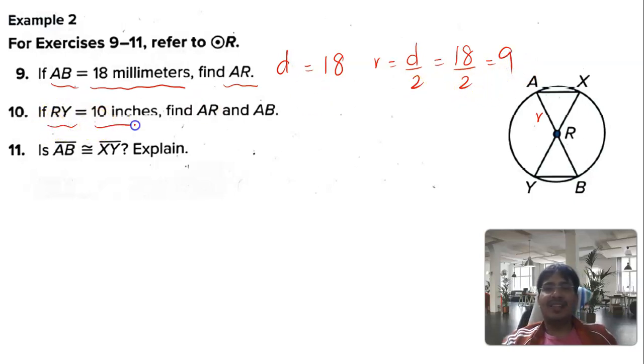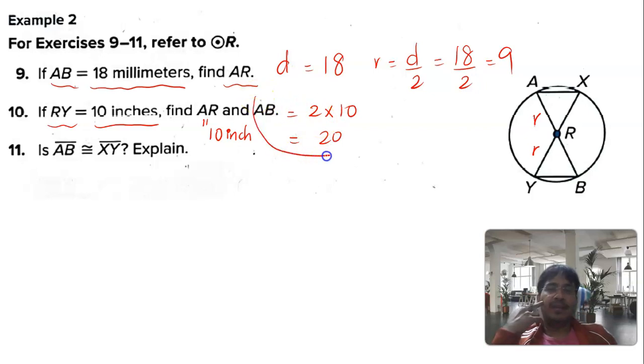If RY is 10 inches, which is the radius, find AR and AB. Now you see RY is also a radius, AR is also a radius, so these two should be the same. So AR is also 10 inches. But AB is the diameter, so AB is 2 times 10, which is 20. So AB is 20, whereas AR is 10.